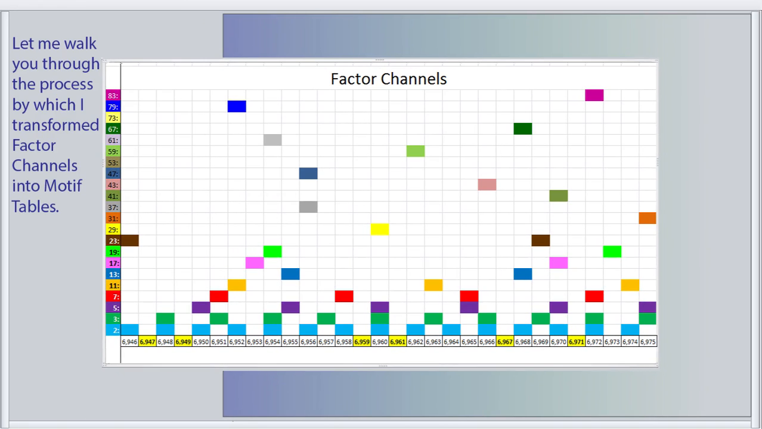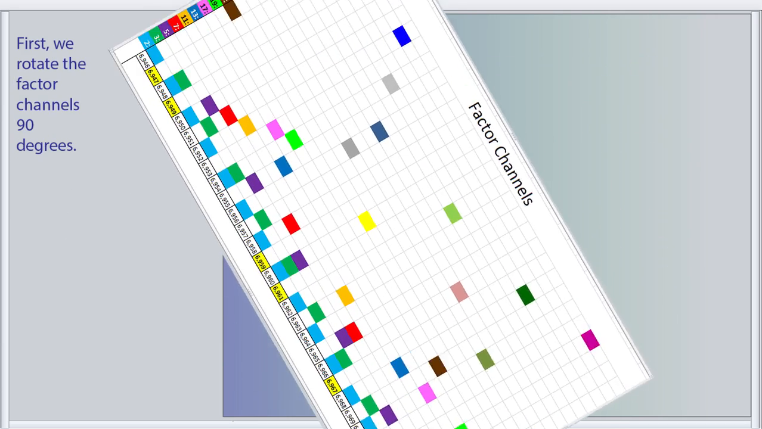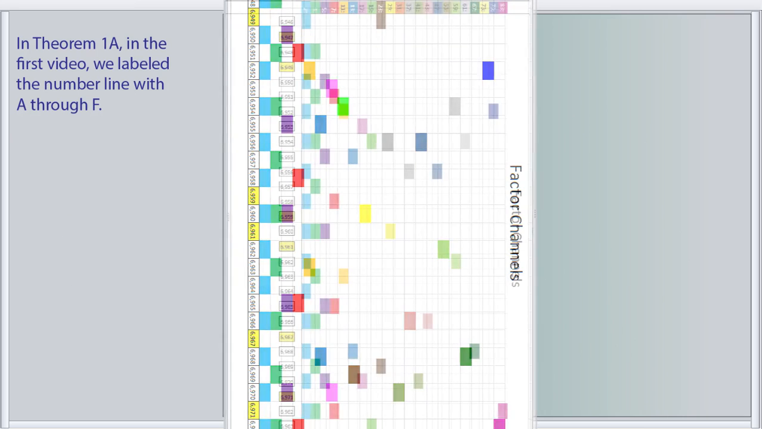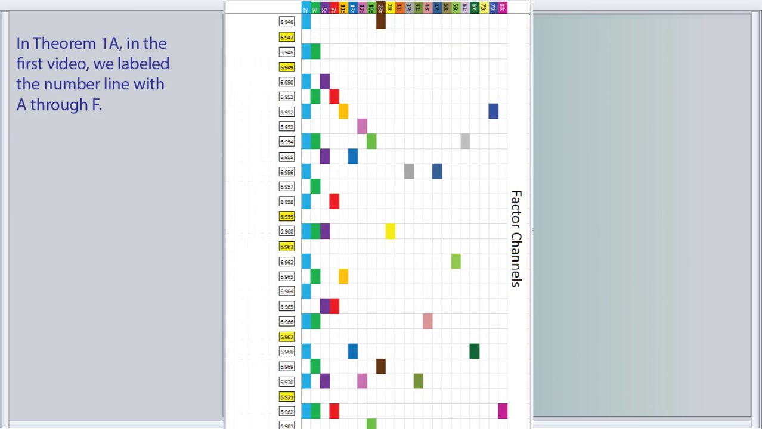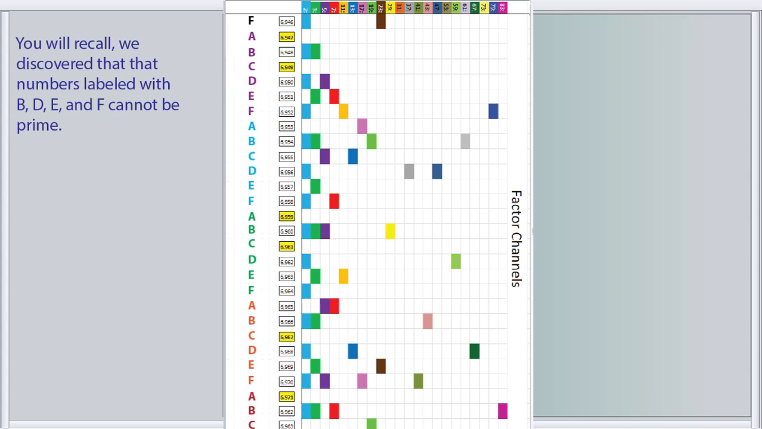Let me walk you through the process by which I transformed factor channels into motif tables. First, we rotate the factor channels 90 degrees. In Theorem 1a in the first video, we labeled the number line with A through F. Here we do it again. You will recall, we discovered that the numbers labeled with B, D, E, and F cannot be prime.